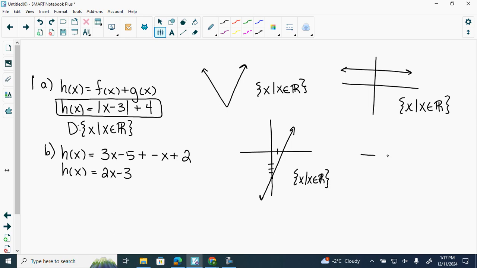Then the next one is a line at y equals 2, down 1, right 1. So it looks like this. What's its domain? Its domain is x ∈ R. So the combined domain is what? Where they both exist, which is x ∈ R, right? And we proved it, because when we put the functions together, we got a line which had x ∈ R.